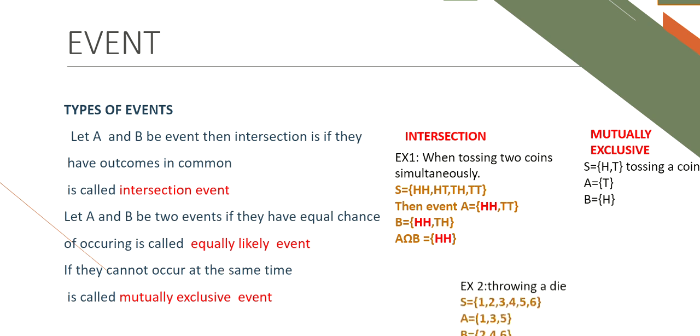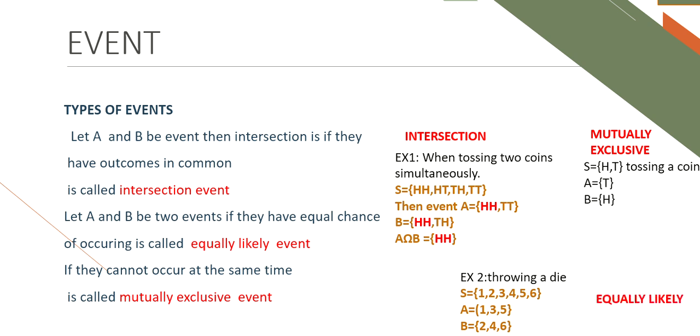Okay, one more example. Throwing a dice: 1, 2, 3, 4, 5, 6. Both odd and even numbers are different, but they all have equal chances of occurring. If I throw two dice, any possibility can occur. So what kind of event is it? It is an equally likely event.